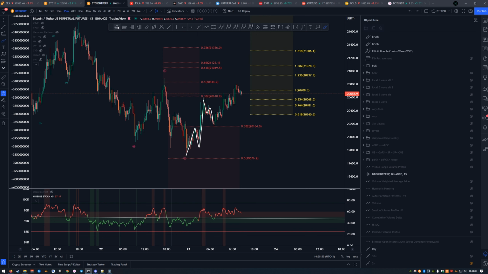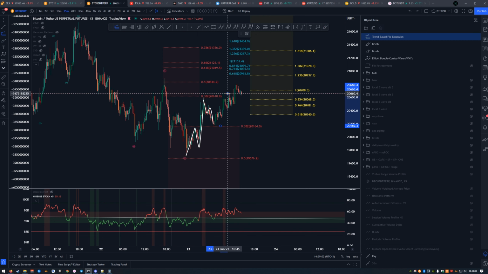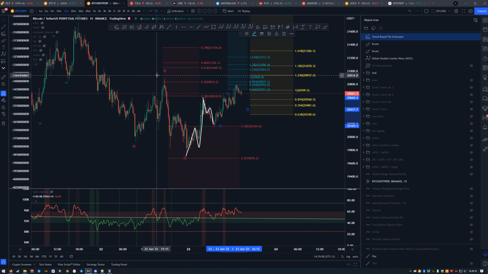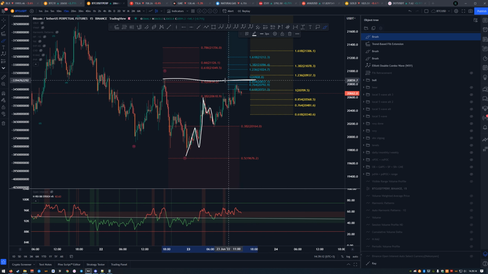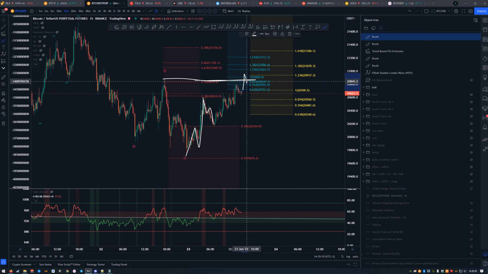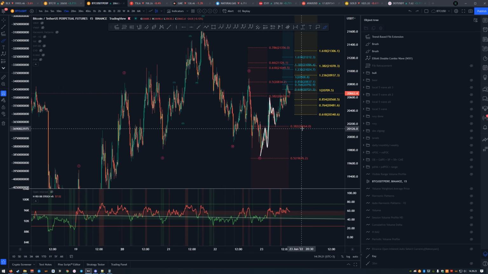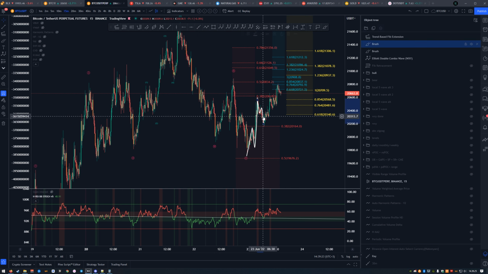If it ends here, let's see what kind of extension we have. I don't think it's going to 1-to-1 yet. Nope, not yet. So it is possible that we are going to take out these highs. Indeed, if we are going to take out these highs around 20.9k and do a swing failure pattern coming down, we could be looking for short setups for sure.